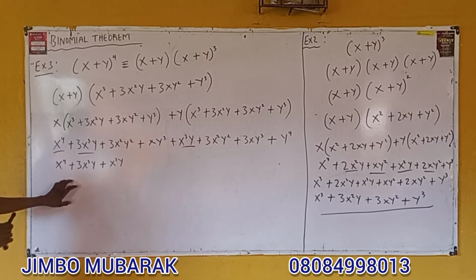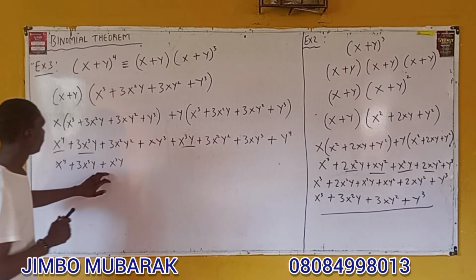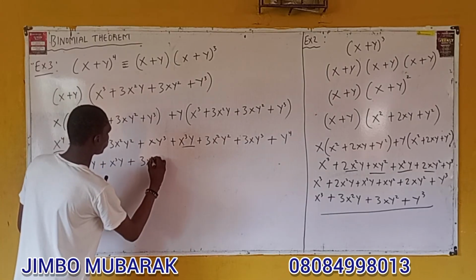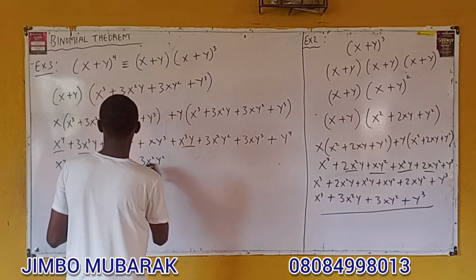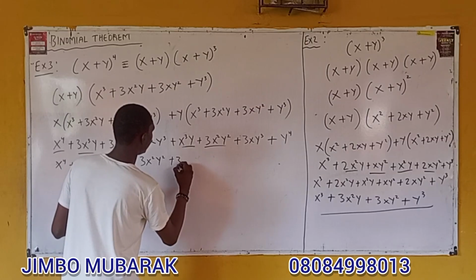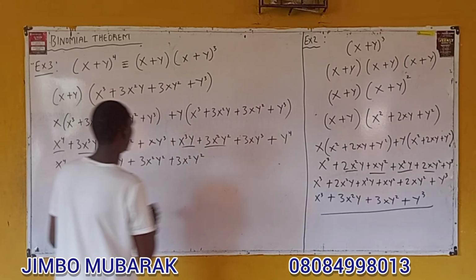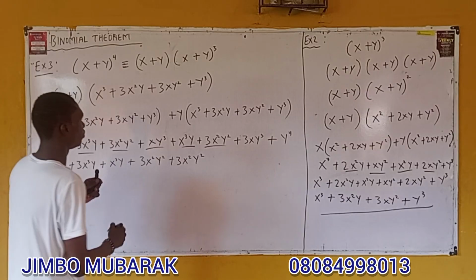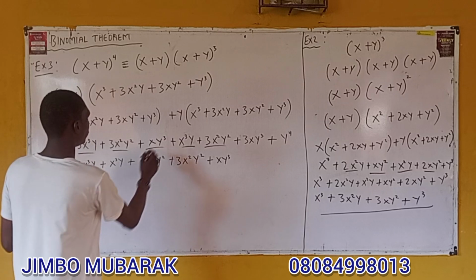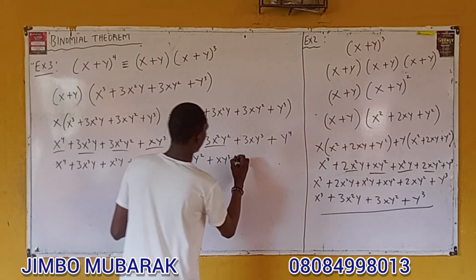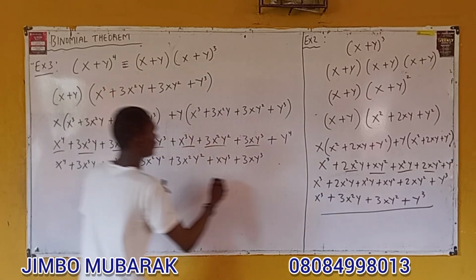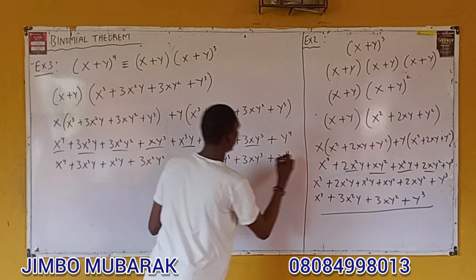We have x raised to the power 4 plus 3x cube y plus x cube y. So what's the next one? Plus 3x square y square. This is gone. What do we have, x square y square again? Yeah. Plus 3x square y square. What's next? xy cube, plus xy cube. Where do we have xy cube again? Here. Plus 3xy cube. And we are done with all this. Plus y raised to the power 4.